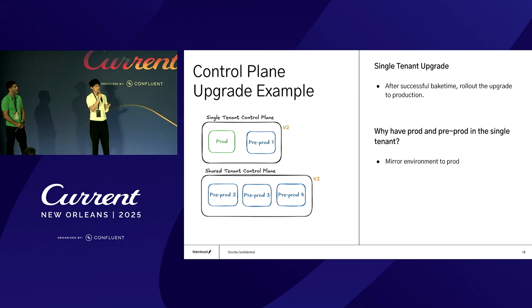Now, after that bake time of however long, we have an agreement with Confluent for about a week or two, the version upgrade will then be rolled out to the single tenant control plane, and now all the clusters are on the newest versions. Now you might ask, why do we have a production cluster and a pre-production cluster on that single tenant control plane? Well, that's because we wanted to make sure that at any point in time during these upgrades, in case there was any production issue, we always had at least one pre-production WarpStream cluster that we could use to debug, which had the exact same control plane version as well as agent version.